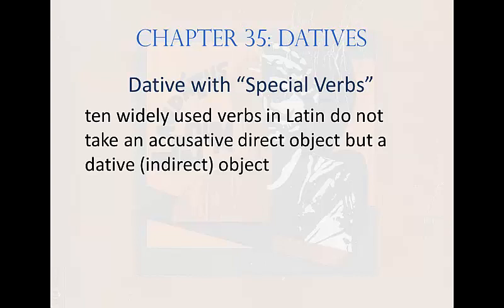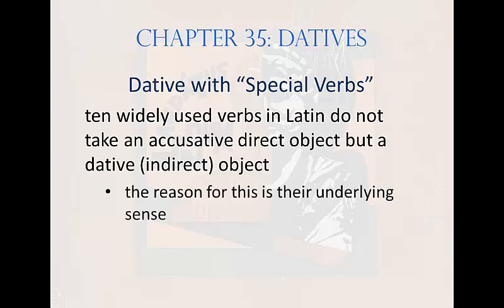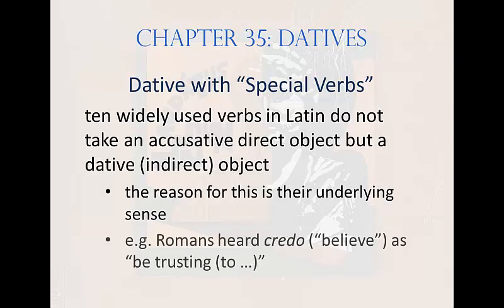Indeed, the English can make you think you'll see an accusative direct object when there will be, in fact, a dative object. The reason these 10 Latin verbs have this unexpected expectation is their underlying meaning. For instance, when the Romans heard the verb credo, to which the closest English verb in sense is believe, they didn't hear believe, but be trusting, which naturally calls for a dative, be trusting to.